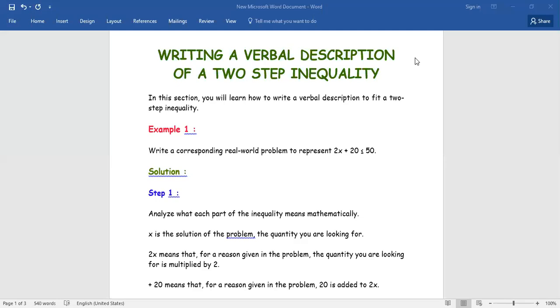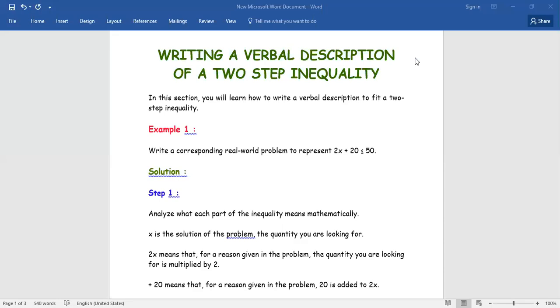Hello, grade 7. Our lesson today is writing a verbal description of a two-step inequality. In this section, you will learn how to write a verbal description to fit a two-step inequality, which means I'm going to give you an inequality and I will ask you to write a story. When we translate this story, it will fit with this inequality.